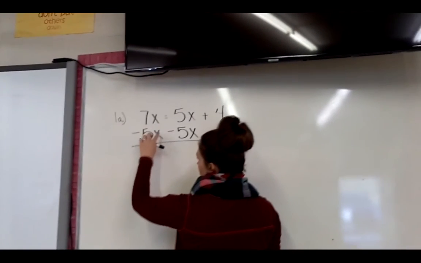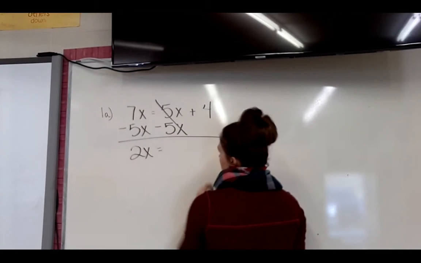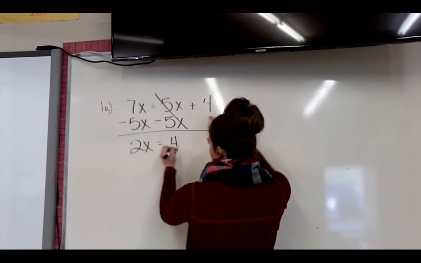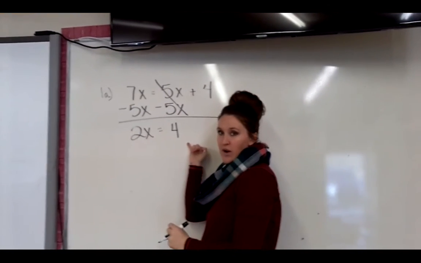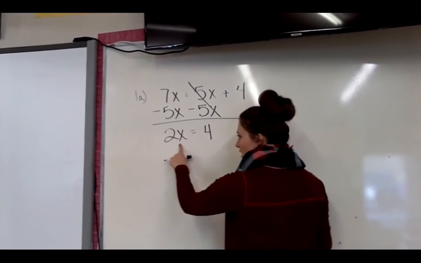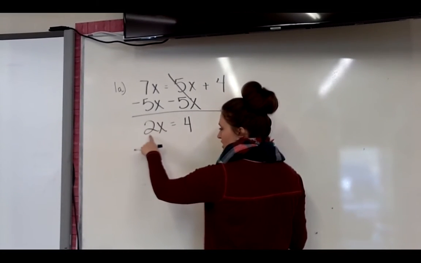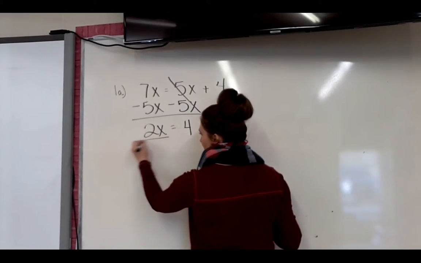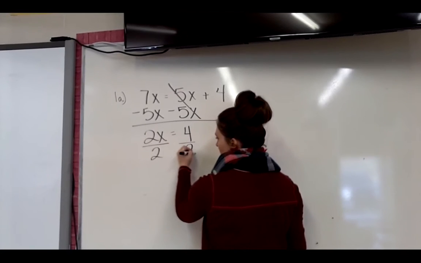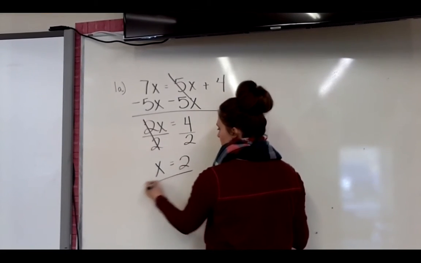So I have 7x minus 5x, which is 2x. Have an equal sign, 5x minus 5x is 0, and I still have positive 4. This is now my equation. We also just have 1x now. 2x equals 4. So now I'm not subtracting because I want the x to stay there and just get rid of the 2. They're being multiplied, so this is where we divide. 2 divided by 2 is 1x. 4 divided by 2 is 2.